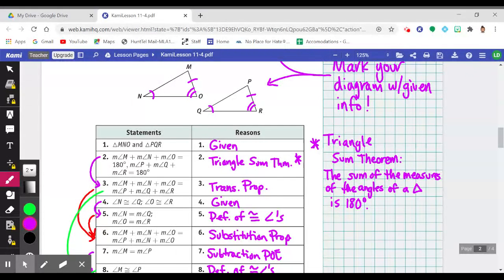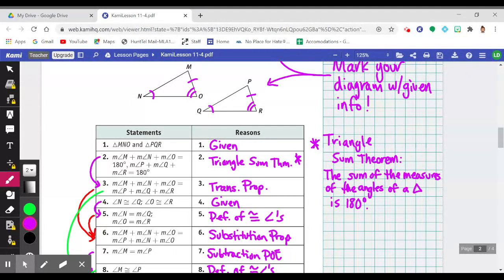It's very, very interesting how no matter what size triangle it is, for example, triangle MNO, when I combine the measure of angle N plus the measure of angle M plus the measure of angle O, I will always get 180 degrees because of the Triangle Sum Theorem.